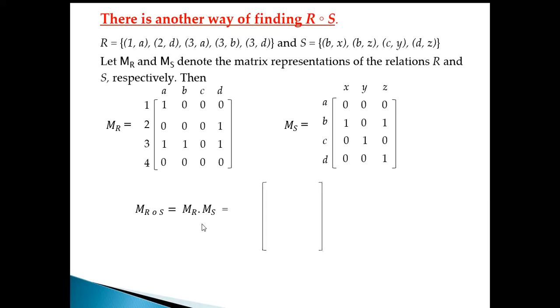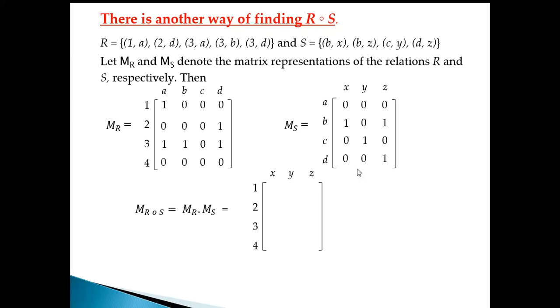So now we multiply. In the earlier lecture we saw how we can multiply this. So now we multiply these two matrices. After multiplication, what will we get? Here we have the 1 2 3 4 elements, and our rows and columns are x y z.